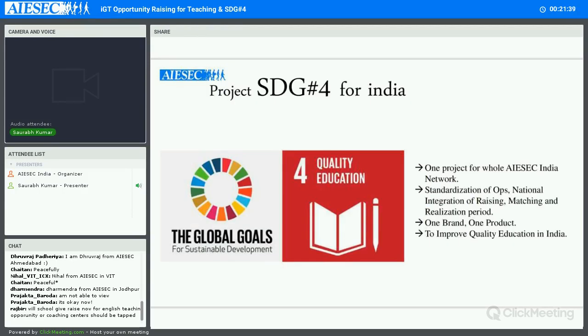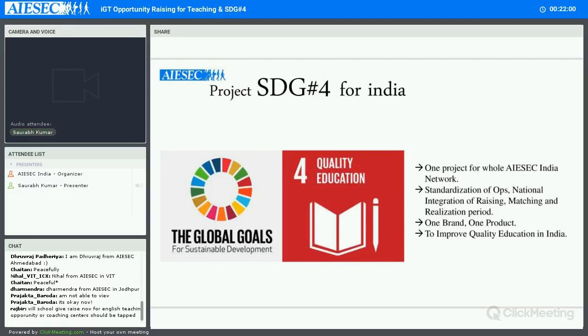So this project, SDG for India. These are a few highlights of this project: it is one project for the whole ISEC. It's not like every LC is going ahead and doing their own project and running their own teaching opportunities. That's not how it's going to happen. There's going to be one project for the whole ISEC India network.